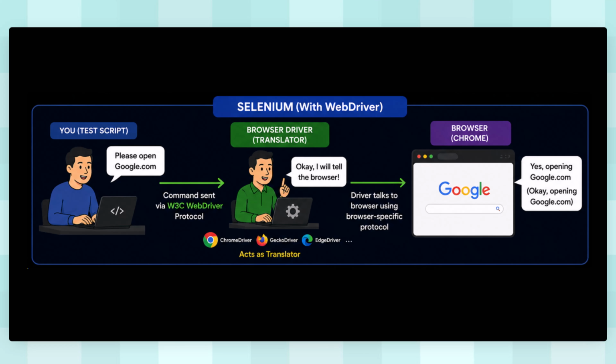So you can think of ChromeDriver as a translator. Imagine you only speak English, but the browser only understands another language. The browser does not understand English. So first, you communicate with the translator, and the translator converts that language, English, into one that the browser can understand.